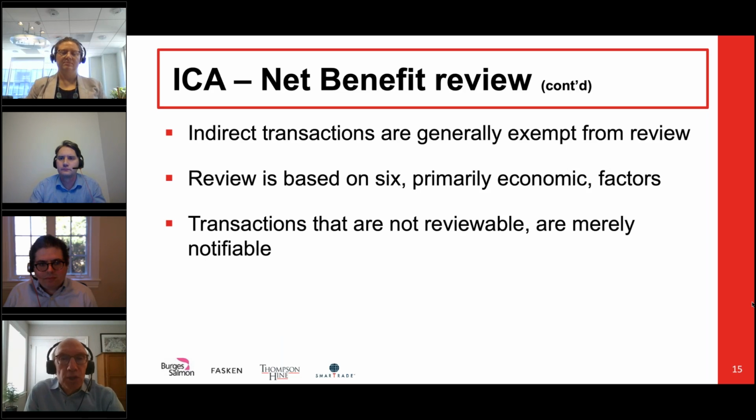So indirect transactions apart from culture and non-WTO are generally exempt from review. So that eliminates situations where, say, a US company buys another US company, which happens to have a Canadian subsidiary.